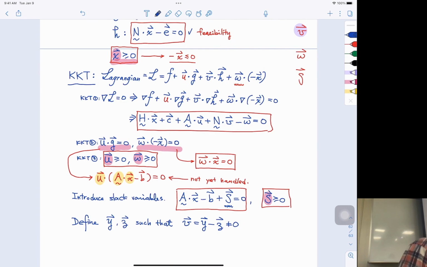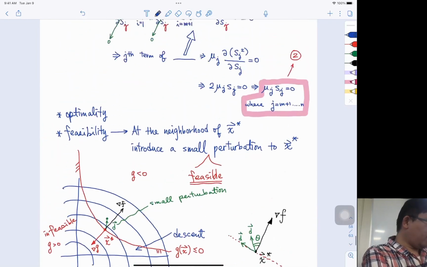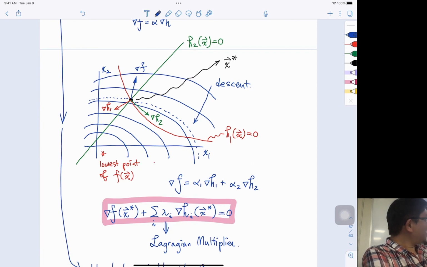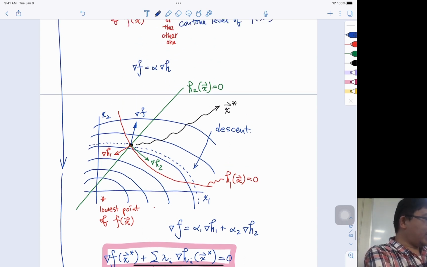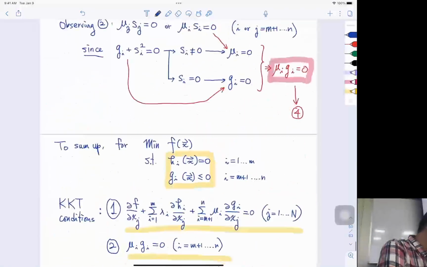Because remember, when we first talked about this part, I forgot to emphasize it. When we talk about the balance, the summation equals 0 for equality constraints, the Lagrangian multiplier cannot be 0. It's indicating the gradient of f equals some ratio of the gradient of h. So that ratio cannot be 0. Otherwise, it's meaningless.